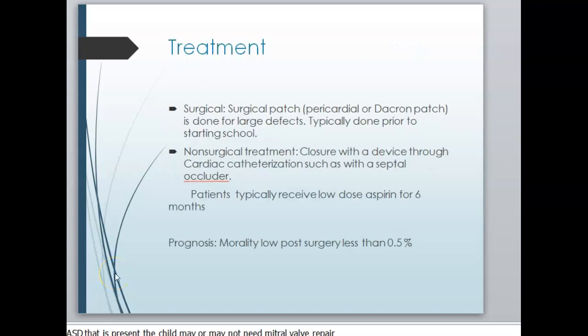Treatment. So the treatment of someone with an ASD is a surgical patch, could be a pericardial or Dacron patch, and it's usually done for large defects. And typically this is done for the child prior to starting school. There's also non-surgical treatment, which is closure with a device through the cardiac catheterization, such as with a septal occluder. That's obviously for smaller defects.